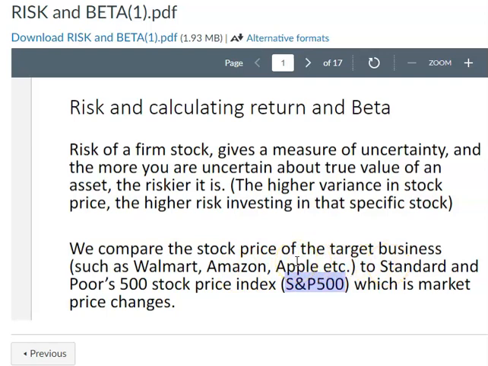It's very important to understand that the main reason we find beta is that if there is one unit change, increase or decrease, in the S&P 500, we expect to have, on average, how much change in the beta of Walmart, Amazon, and Apple. That gives us some measurement of risk in terms of return.